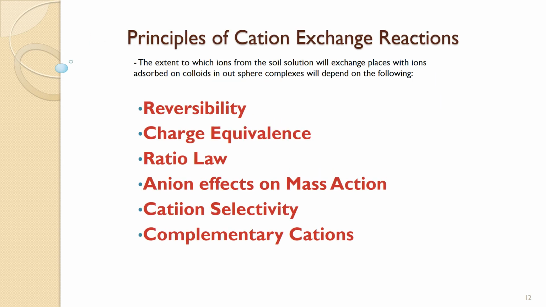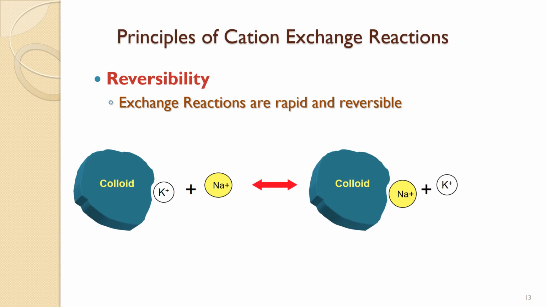So there are principles of cation exchange reactions. There are 6 of them: reversibility, charge equivalence, ratio law, anion effects on mass action, cation selectivity, as well as complementary cations. So let's talk about reversibility first. Exchange reactions are rapid and reversible. Okay, so they occur really quickly and they can exchange and reverse just as quickly.